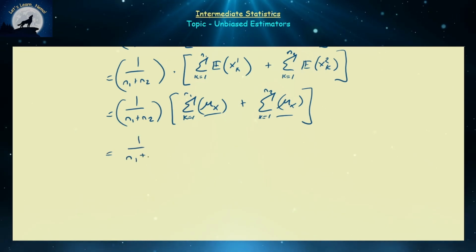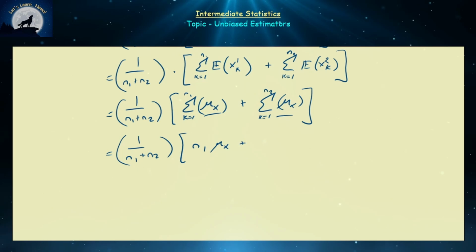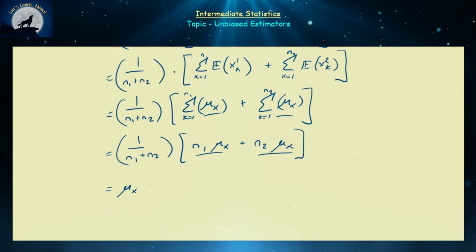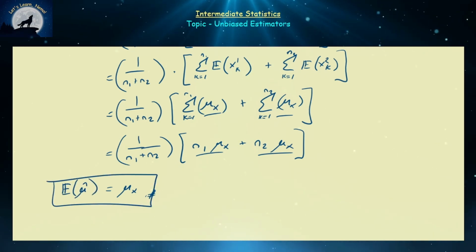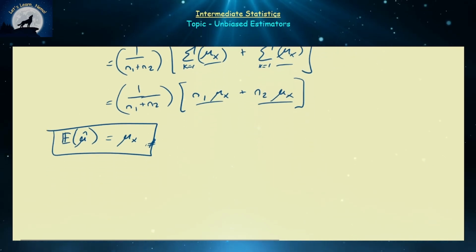So it's just the same number added to itself n1 times and n2 times respectively. So we're going to have 1 over n1 plus n2 times n1 times mu x plus n2 times mu x, and we can clearly see that mu x will factor out, leaving us with n1 plus n2 canceling with the n1 plus n2 on the bottom, proving that the expectation of mu hat is equal to mu x, forcing the bias to be equal to 0.